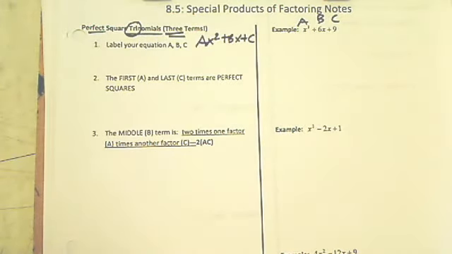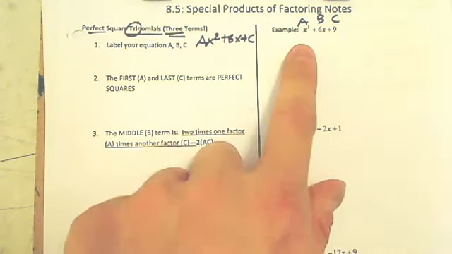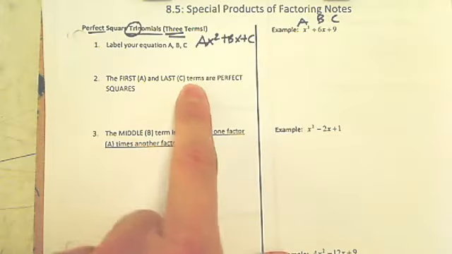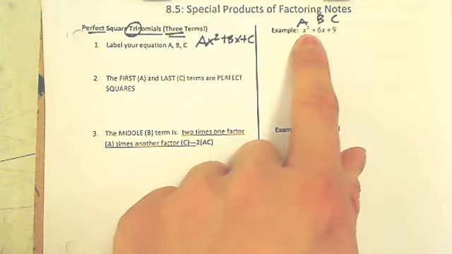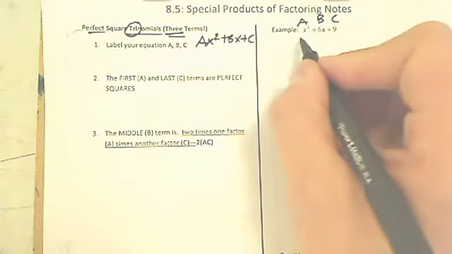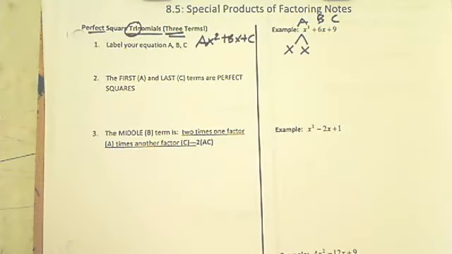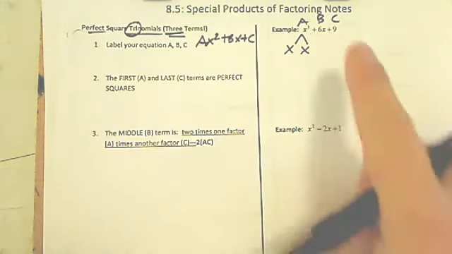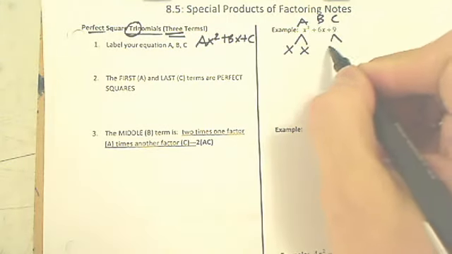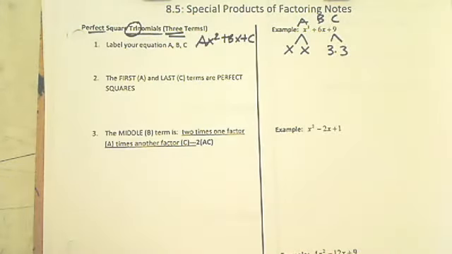Now, we're trying to figure out perfect squares. The first A and the last term C are perfect squares. Can I evenly split up x squared and x squared? Yes. X and x. It's the same term multiplied by itself. Can I split up C, positive 9? 3 and 3, because they're the same terms multiplied by itself.